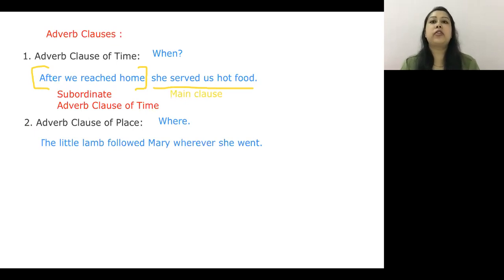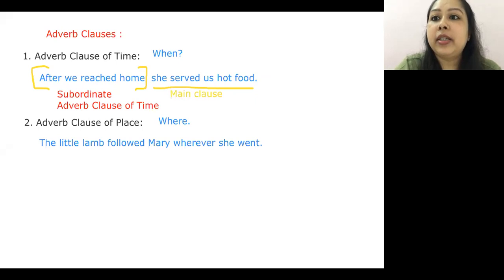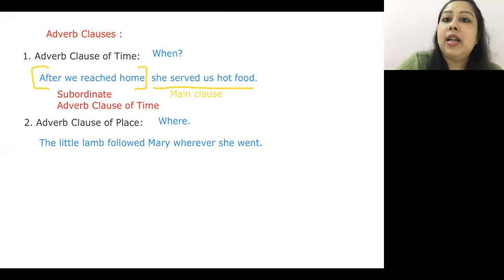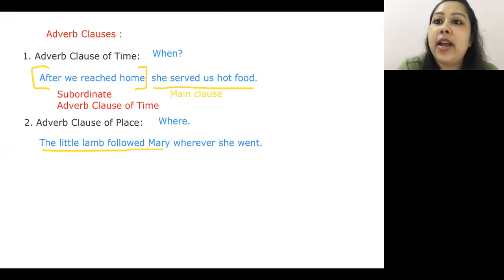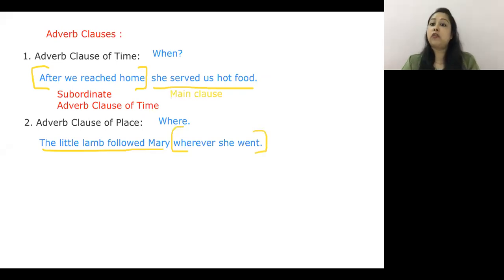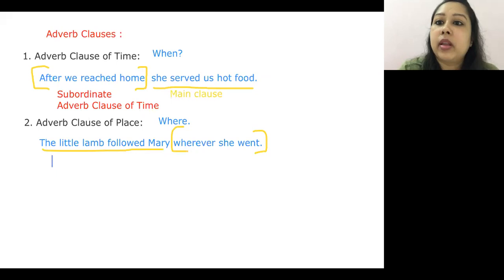You remember you had a poem, Mary had a little lamb. Yeah, the little lamb followed Mary wherever she went. How would I proceed? Very good. Come on, I don't want the same set of students answering. Very good. Good, Chaitanya. Good, Ranmai. The little lamb followed Mary. This is my main clause. And wherever she went becomes my subordinate adverb clause of place. Amazing.